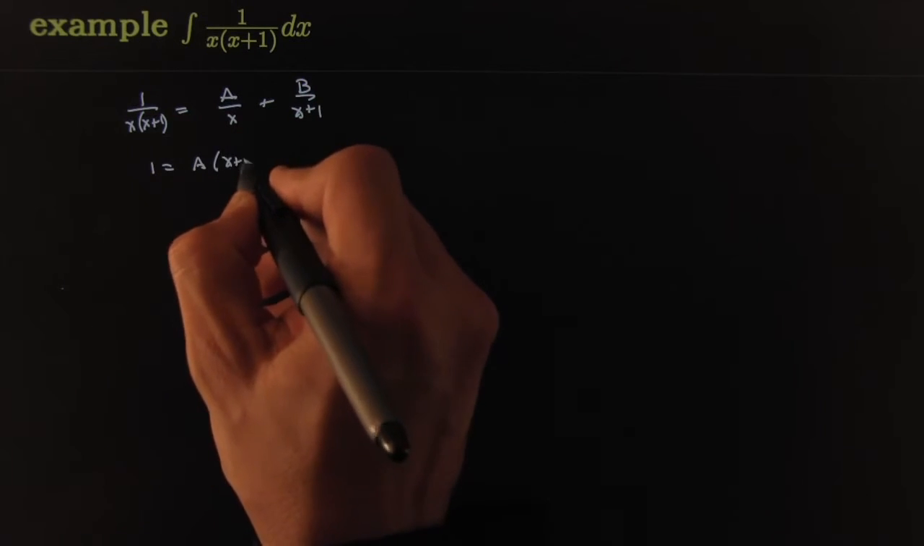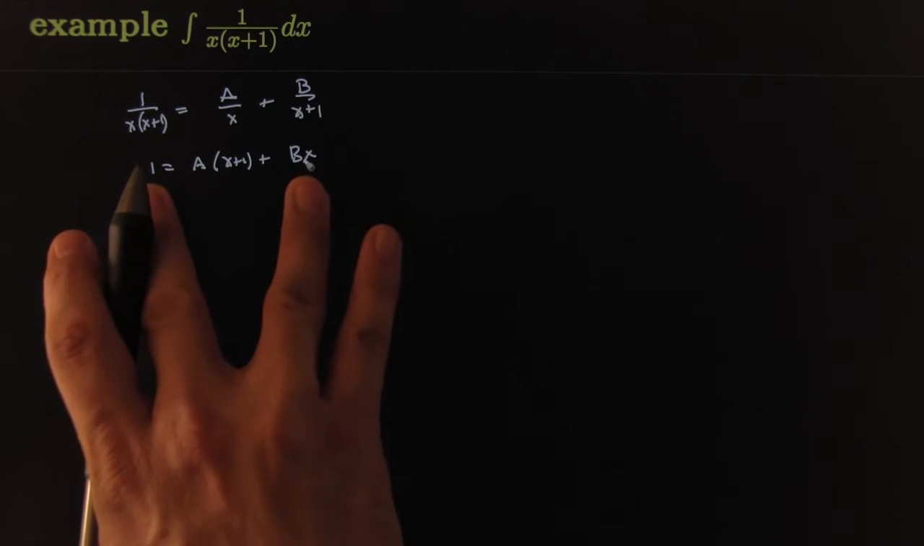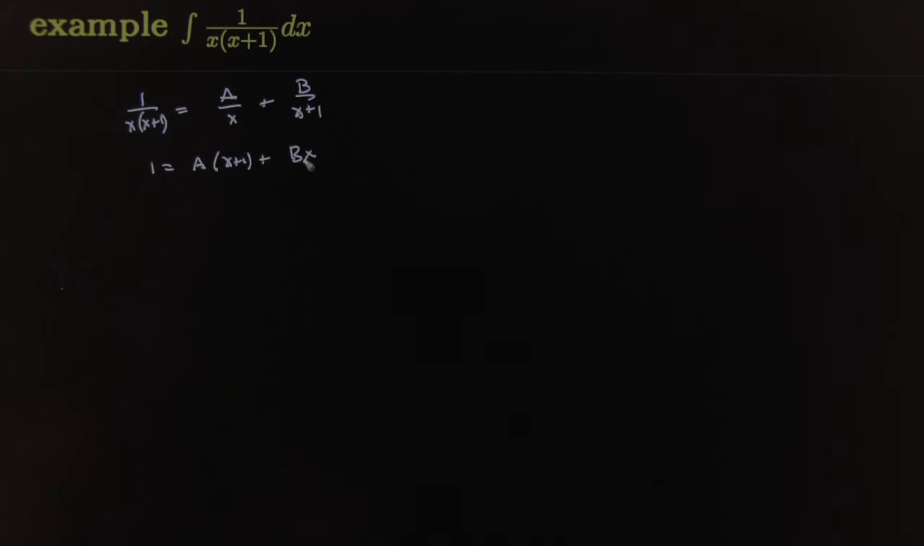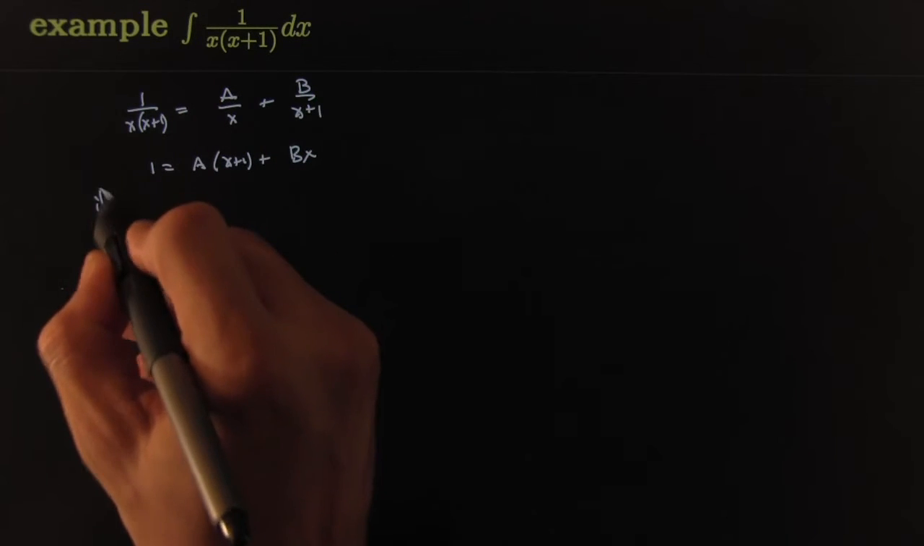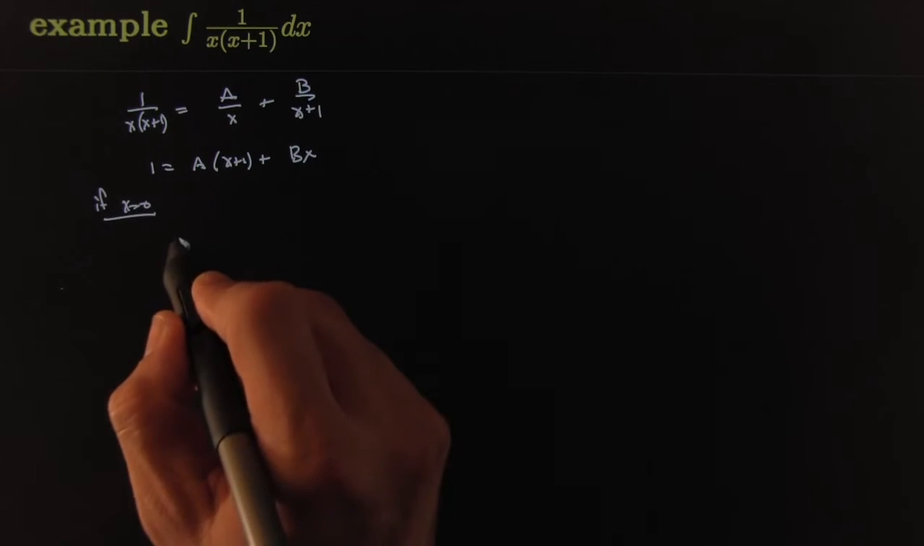This would be x plus 1 times A, plus B times x. This should be true for all values of x, more or less. So I'm free to choose any values that I want. I would say, what if x was equal to 0? If x was equal to 0, that statement should still be true.